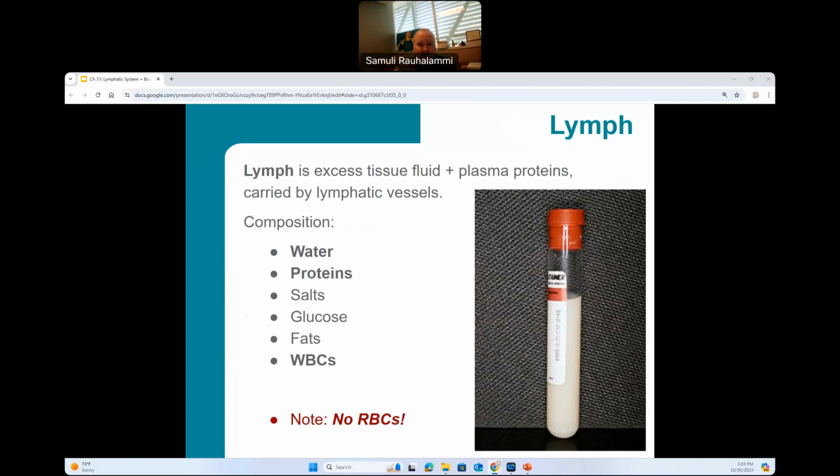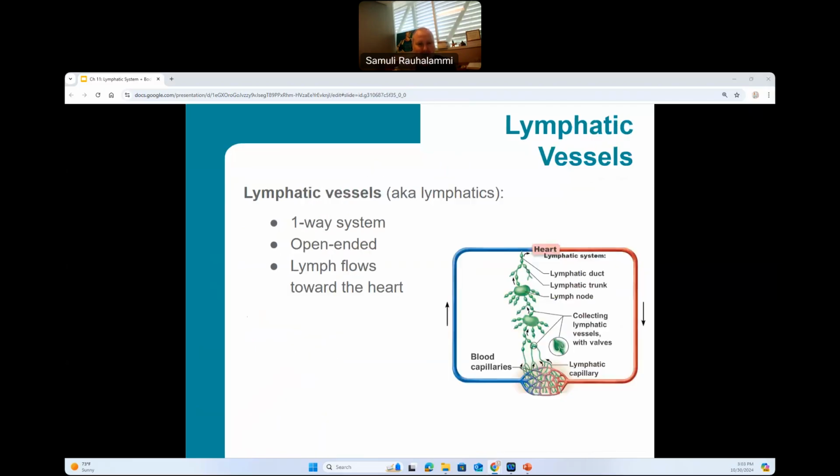Lymph should never contain red blood cells. That would be a concern for us. And on this screen, what you're seeing is a vial of lymph. You'll notice that it's kind of an opaque, whitish mixture. So that gives you a good idea of how it might appear.